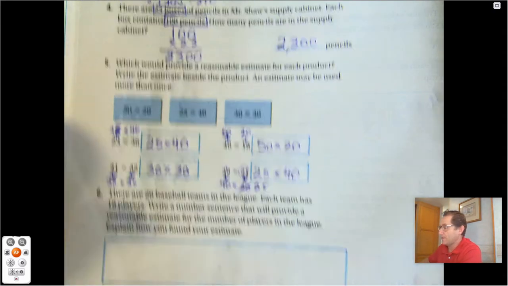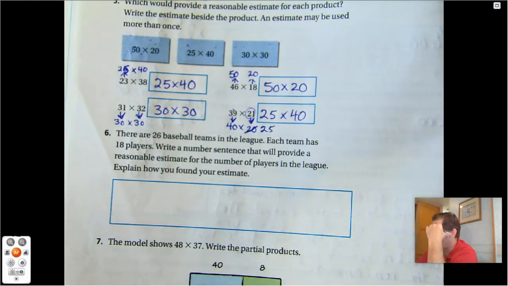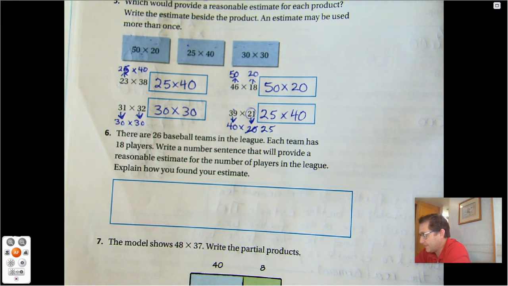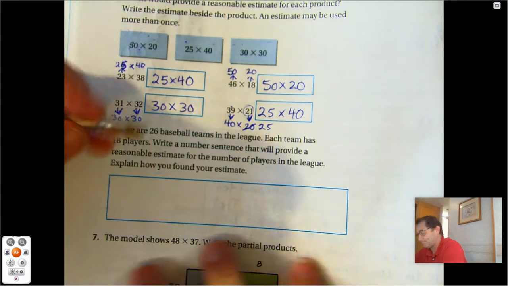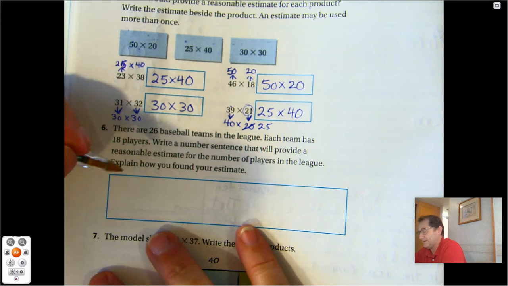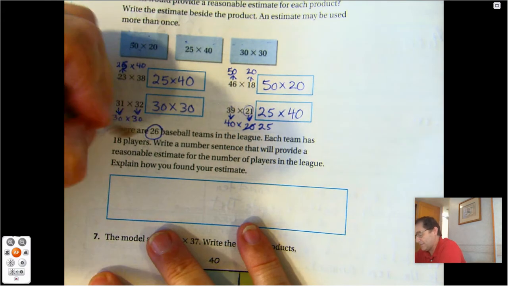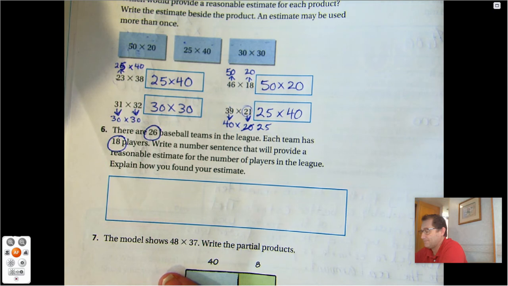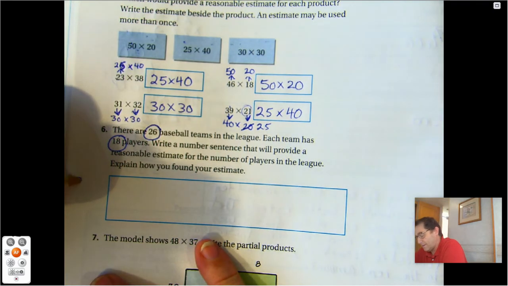Okay, number 6. There are 26 baseball teams in the league. Each team has 18 players. Write a number sentence that will provide a reasonable estimate for the number of players in the league, and explain how you found your estimate. So we have 26 baseball teams and we have 18 players. So that would be 26 times 18.